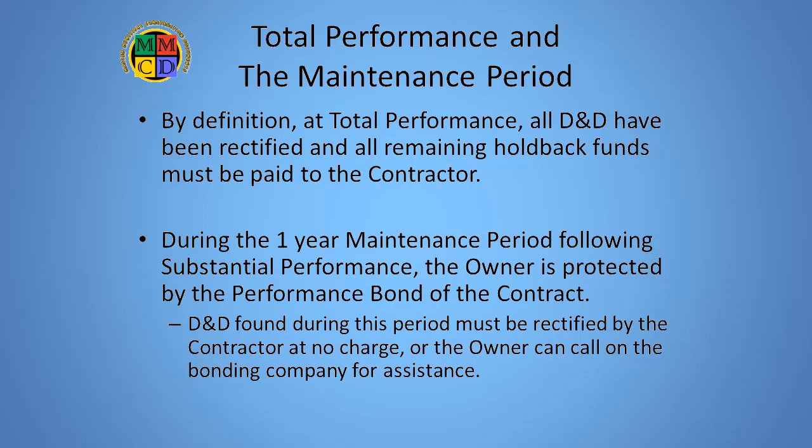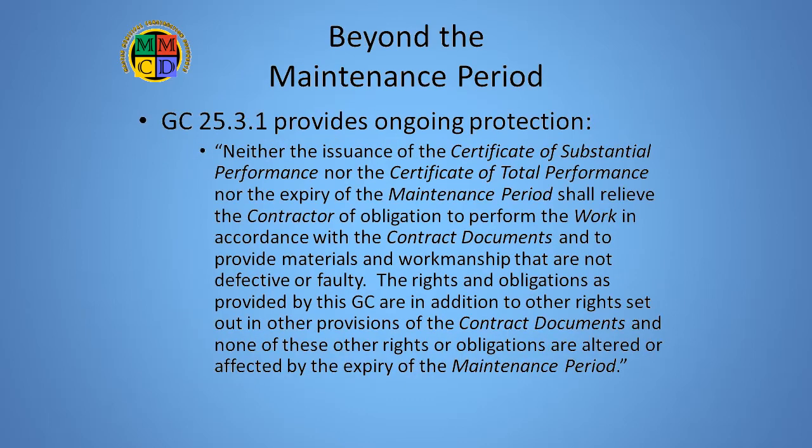Unless our standard documents have been modified, the owner does not have the right to impose any maintenance holdbacks, warranty period security, or the like. The owner has already paid for a performance bond, and it covers the maintenance period. If the owner is having difficulty in getting the contractor to respond and rectify deficiencies, the owner can involve the bonding company for additional leverage.